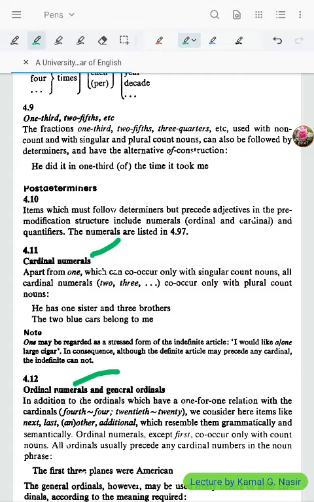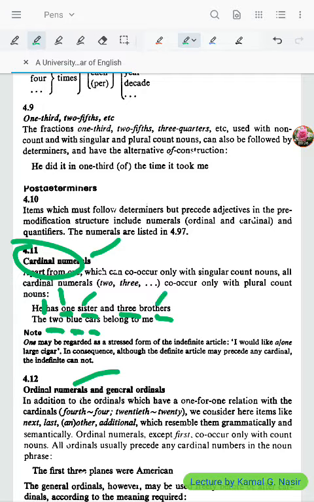For example, he has one sister and 3 brothers. Now 1 and 3 are what? Cardinal numerals. Clear? Other example, the two blue cars belong to me. 2 blue cars. Okay? 1 sister, 3 brothers. Now these numbers are what? Cardinals.